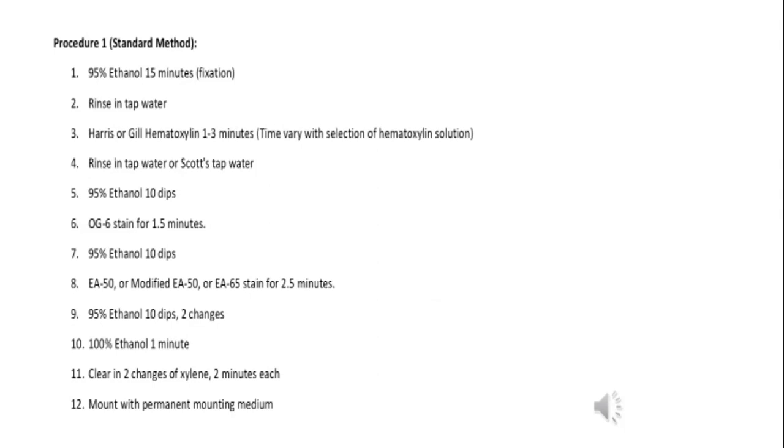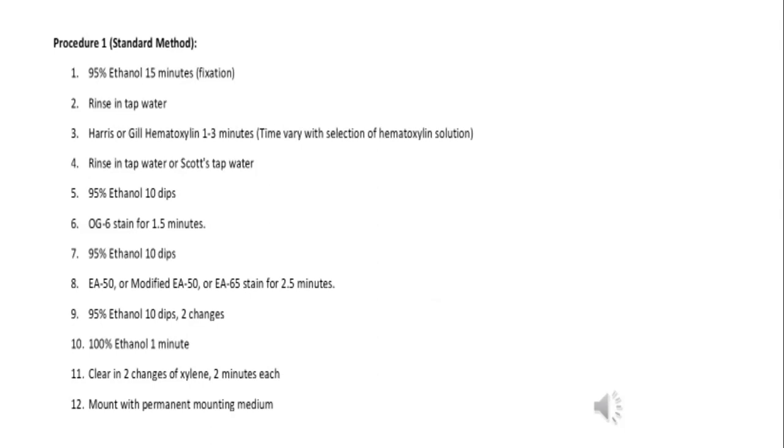Then we again use 95% ethanol, 10 dips. Then we use the counter stain, orange G6, for 1.5 minutes. Then 95% ethanol, 10 dips again. Then we use the eosin azure, proportion 50 or 65. We keep the slide for 2.5 minutes, either in EA50 or EA65.